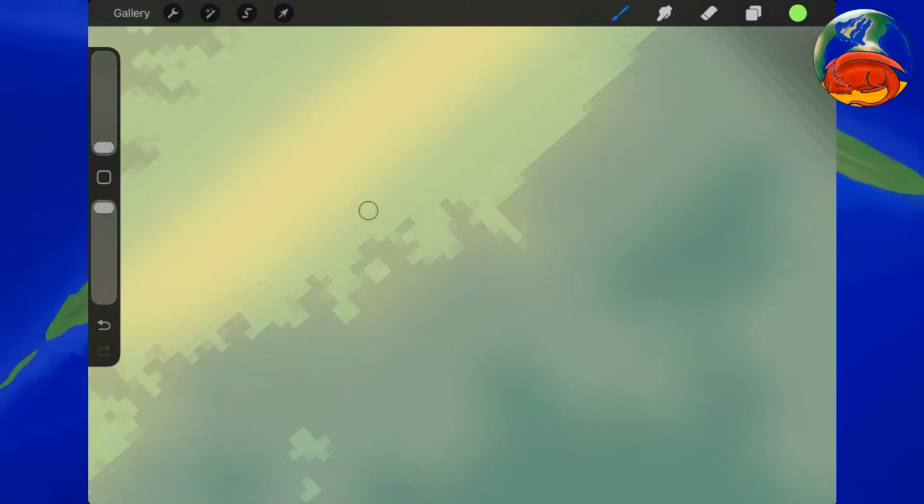And what we're doing here is just valleys, peaks, ridges, that sort of thing.